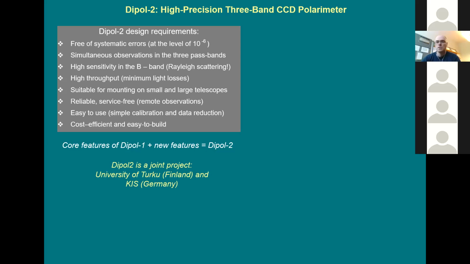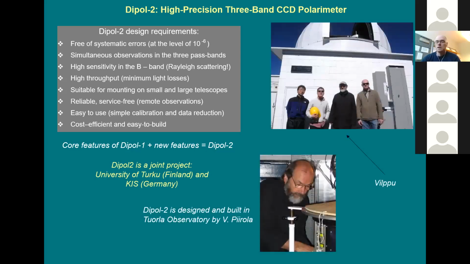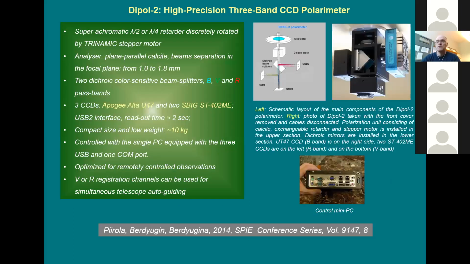As I said already, it's a joint project between two institutes. One is in Finland, another is KIS, Germany. And DIPOL-2 is designed and built at Tuorla Observatory by Vilppu Piirola. So you can see him in the lower photo, and the upper photo shows the joint Finnish-Japanese team at the Tohoku 60 centimeter telescope and observatory in Haleakala, where one copy of our instrument has been installed and is currently used.